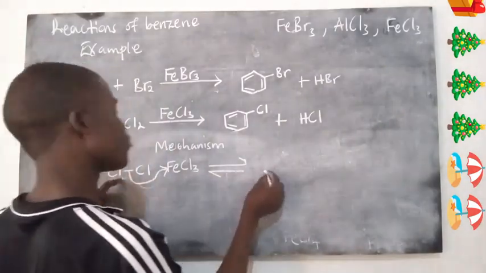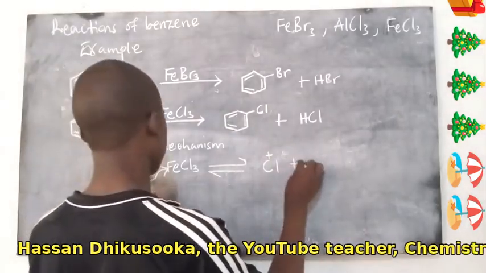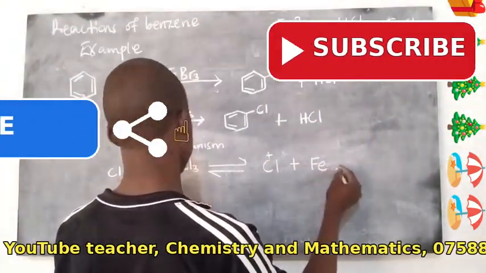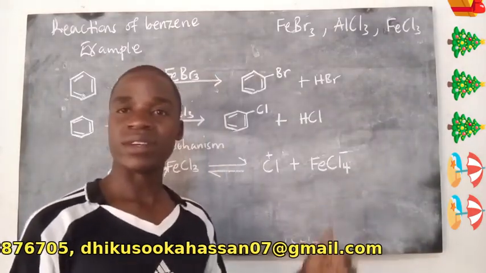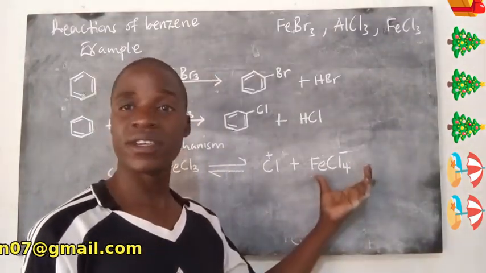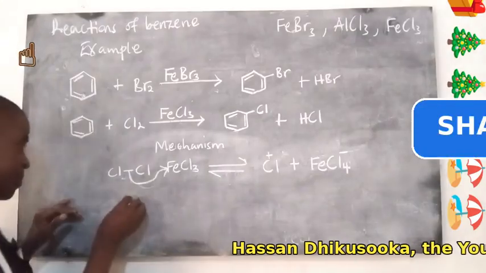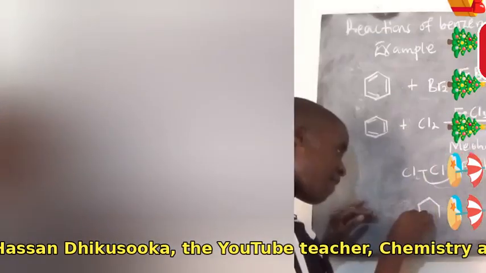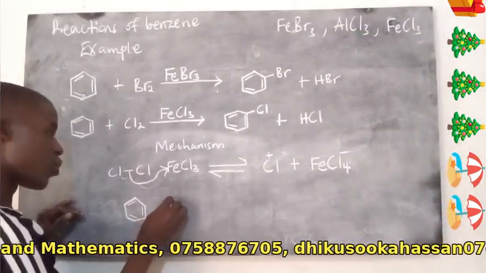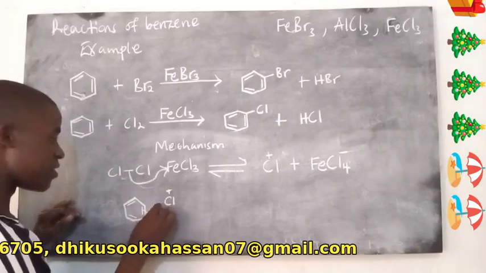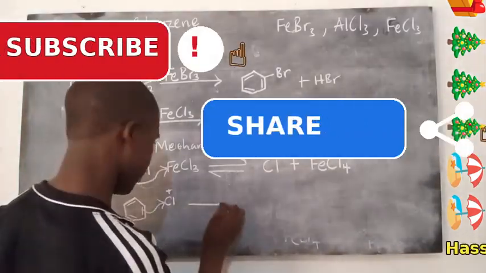Now, as we have this one, we have the chlorine positively charged, plus iron. Now this one is negatively charged because it's carrying a halogen. So from there, we bring benzene. Benzene has pi electrons, so the chlorine, which is positively charged, is attacked. We talked about electrophilic substitution reaction, and this is what we have.